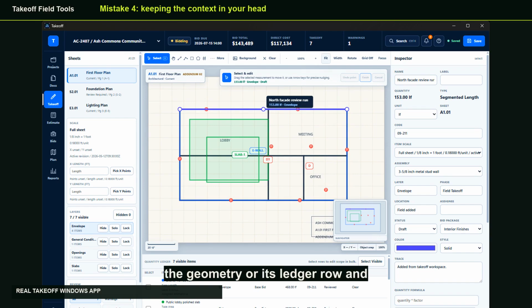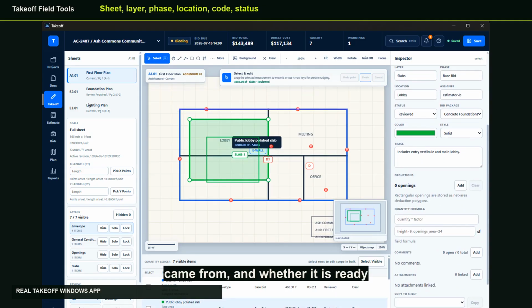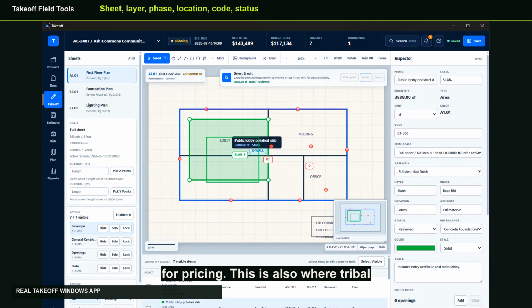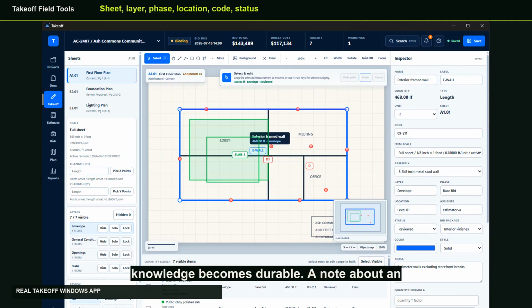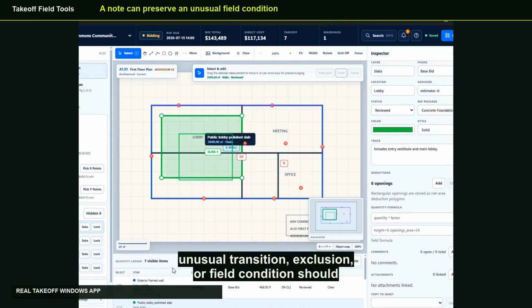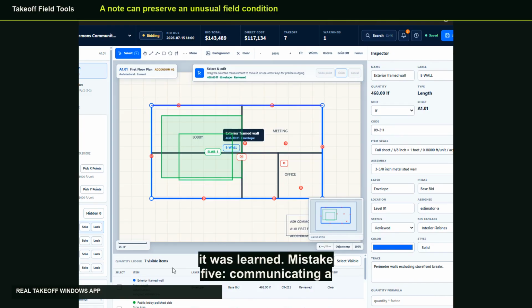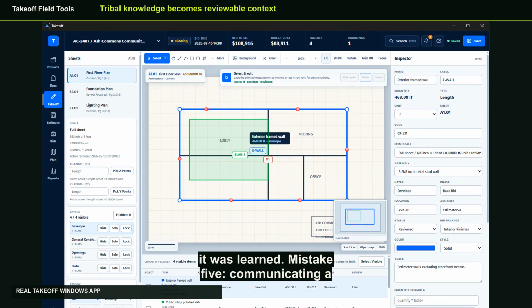Select the geometry or its ledger row and confirm what the number represents, where it came from, and whether it is ready for pricing. This is also where tribal knowledge becomes durable. A note about an unusual transition, exclusion, or field condition should survive the person and the project where it was learned. Mistake 5. Communicating a total instead of communicating the scope.